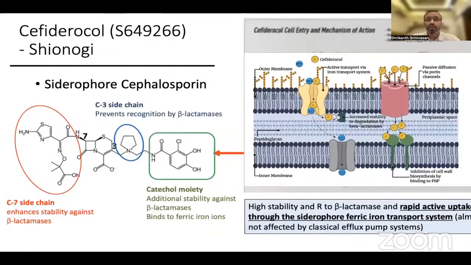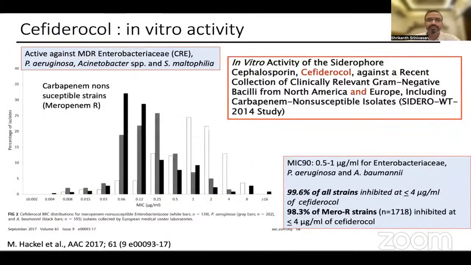This is cefiderocol. Now this is something which has much better stability against beta-lactamase. It binds to the ferric ions and causes rapid uptake into the cells of the bacteria through the siderophore ferric ion transport system. And hence this is not affected by the classical efflux pump, the same problem which made the other drugs resistant to Pseudomonas or Acinetobacter. It is not affected by the efflux pump mechanism.